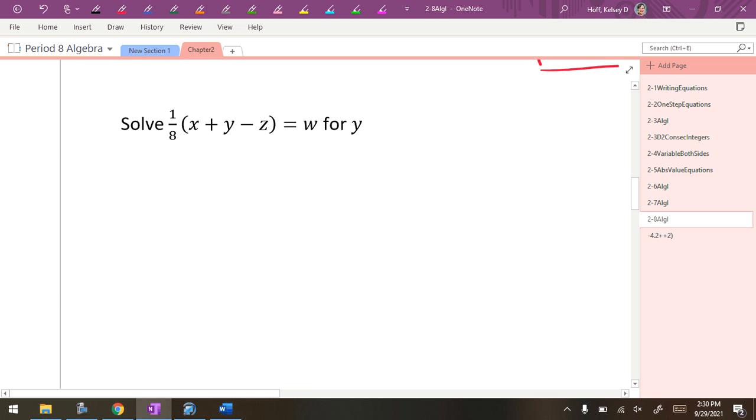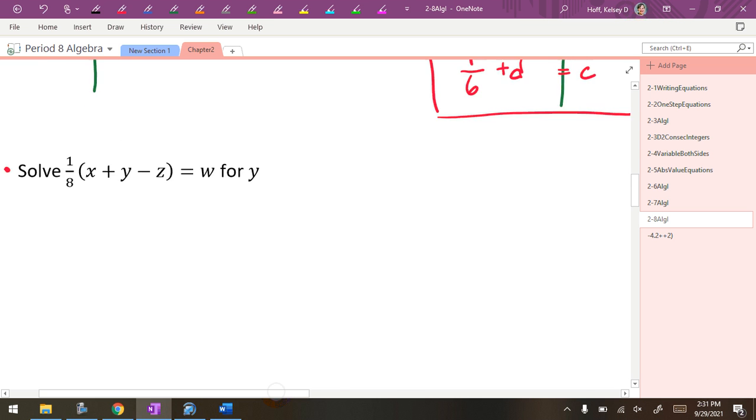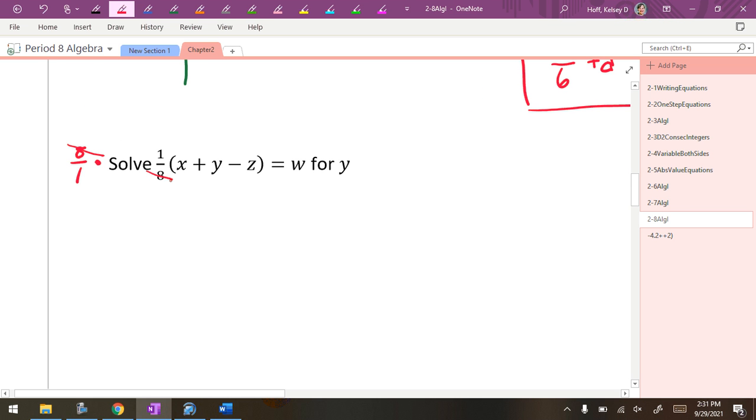Solve 1/8 times x plus y minus z equals w for y. Here's another one of those situations, right? The letter we want is inside the parentheses. So to get rid of those parentheses, we technically should divide by 1/8. But how do you divide by a fraction? Multiply by the reciprocal. So in this case, you would multiply by 8 over 1. That cancels the 8s, leaving you just what's left in the parentheses, but you don't need the parentheses anymore.